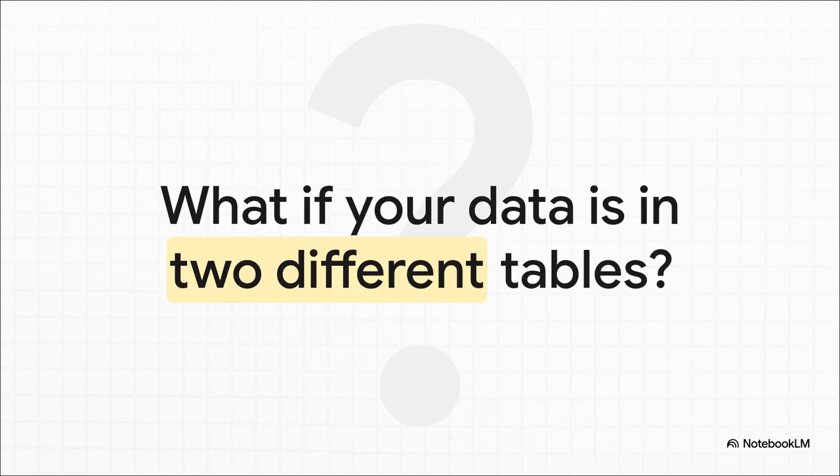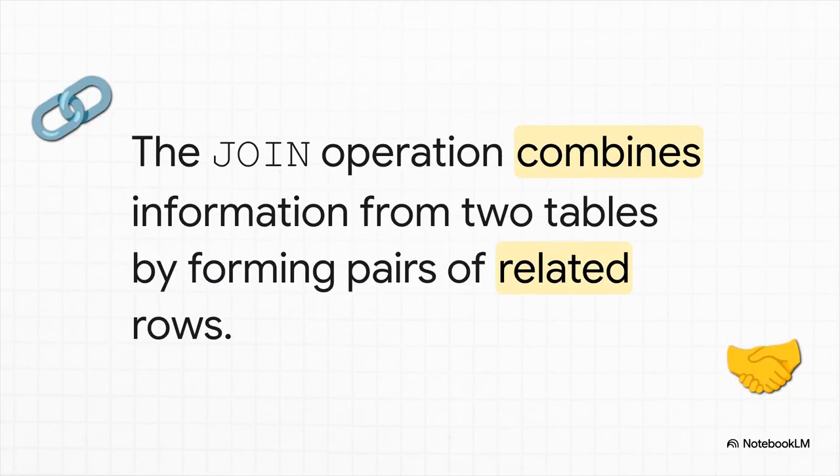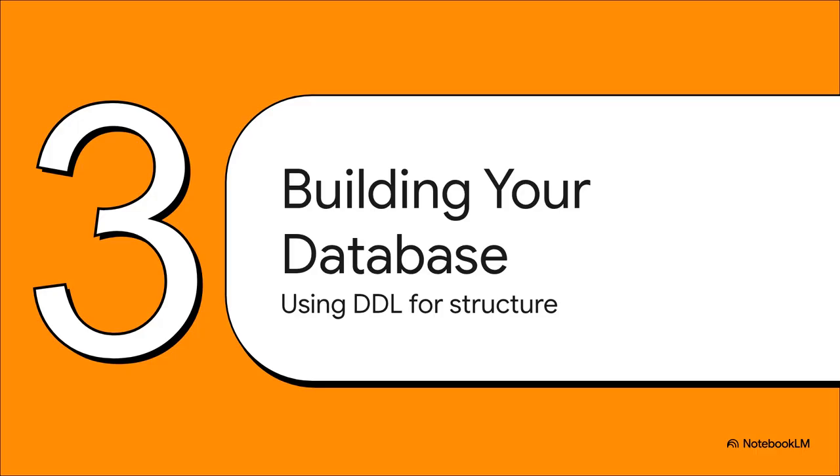Okay, here's a classic problem. You've got a customer's name in one table, but their order details are in a completely different table. How in the world do you bring all that information together into a single answer? The answer is one of SQL's absolute killer features, the join. A join lets you combine rows from two or more tables, as long as they have a related column between them. You just tell it which column the tables have in common, and it magically stitches all that data together for you.